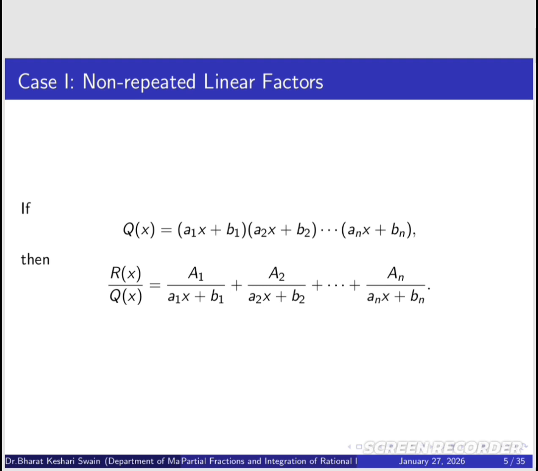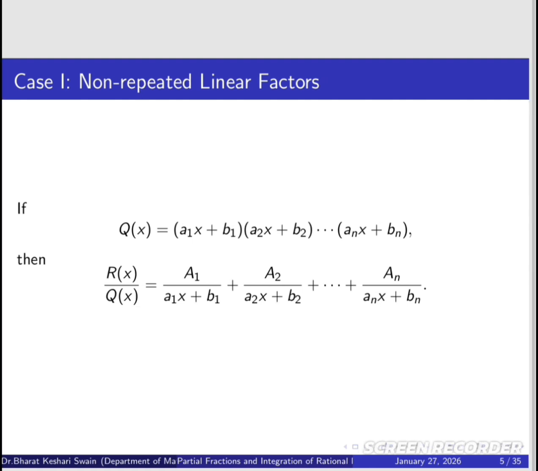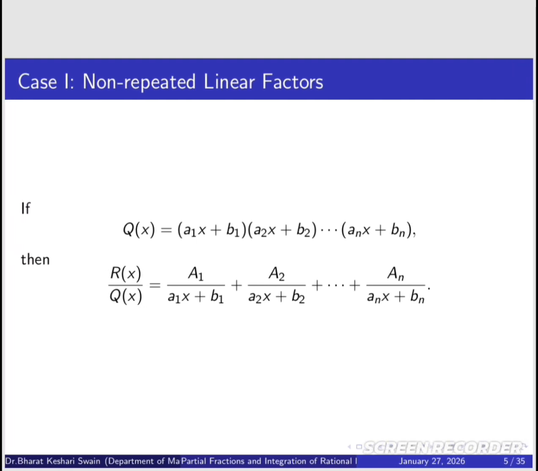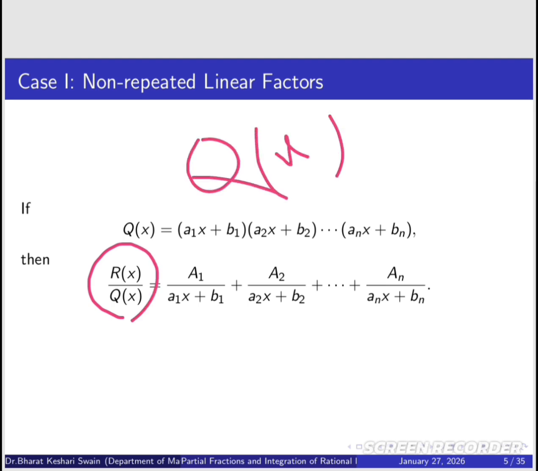One thing we have to note is checking the denominator q of x in the proper fraction. Always see the form of q of x. In every different form, there should be a different type of partial fraction. So what is the first case?